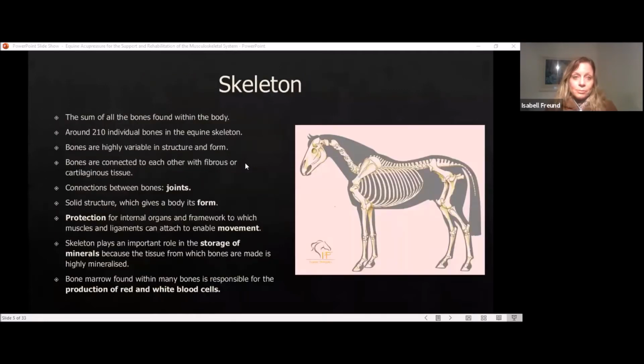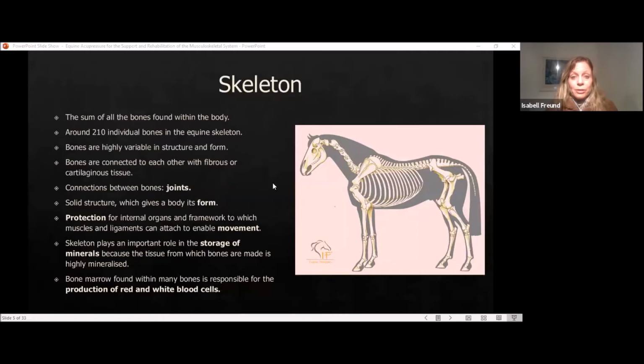The skeleton is the sum of all the bones in the body, and there are around 210 bones in the equine skeleton, and they are very variable in structure and form. We see that here: the scapula, the humerus, and then the ribs. It's quite varied and has different characteristics. They are connected to each other with fibrous or cartilaginous tissue, and the connections between the bones are the joints. And we will see how the TCM views that aspect as well.